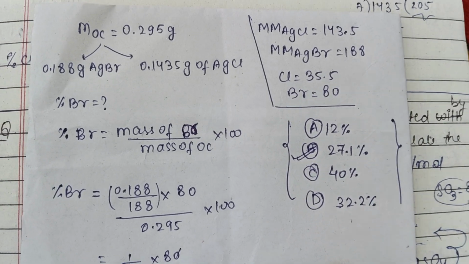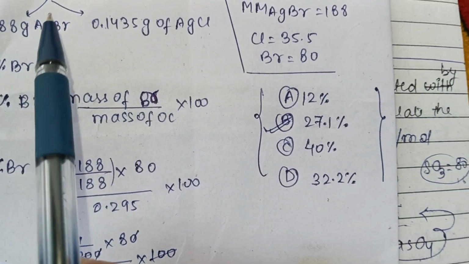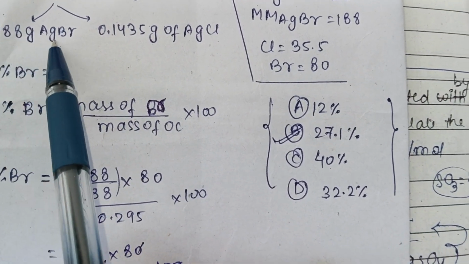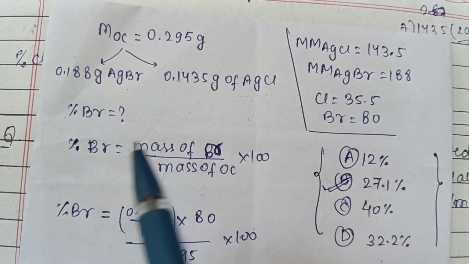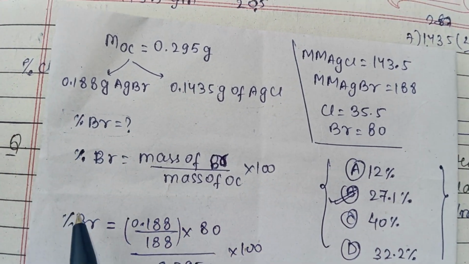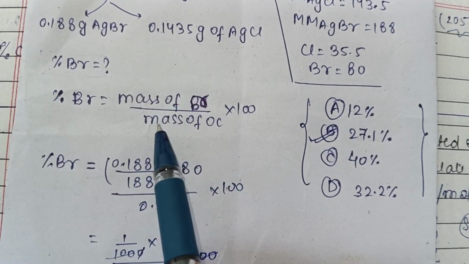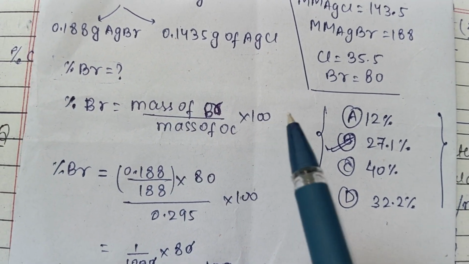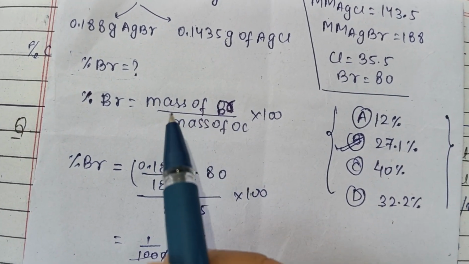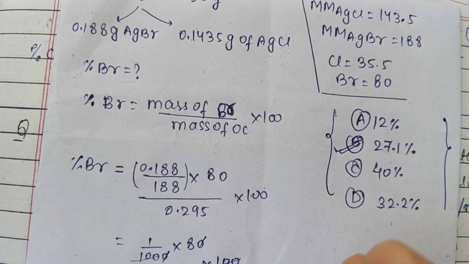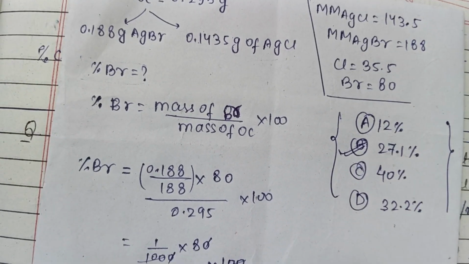In this question, the mass of the organic compound is given as 0.295 grams, which gives 0.188 gram AgBr and 0.1435 gram of AgCl. The AgCl is not necessary at all, because the question is asking about the percentage of bromine, and we know that the percentage of bromine is calculated by the mass of bromine divided by the mass of organic compound multiplied by 100. The mass of bromine can be calculated easily: we know the number of moles of bromine, and we will multiply that by the molar mass of bromine to get the mass of bromine.